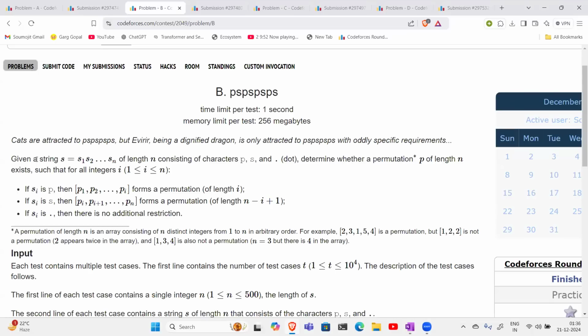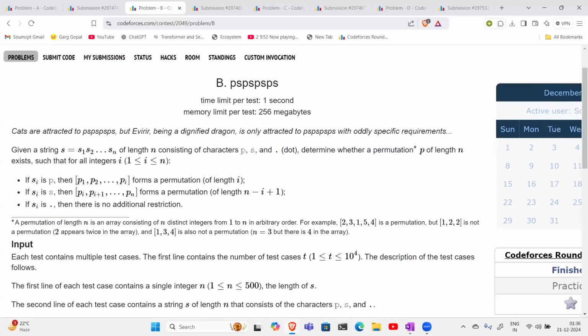It says that given a string S equals S1 to Sn of length n consisting of characters P, S, and dot, determine whether a permutation P of length n exists such that for all integers i, if Si is P, then P1 to Pi forms a permutation of length i. If Si is S, then Pi to Pn forms a permutation of length n minus i plus 1. And if Si is dot, then there is no additional restriction. Okay, so this is what the question asks for.